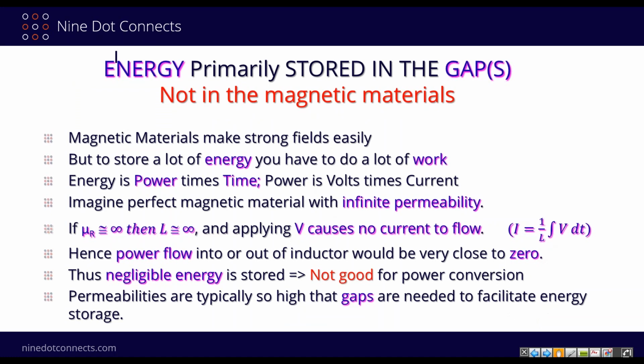So let's imagine a perfect magnetic material, something with infinite permeability. Then if the relative permeability is infinity, then the inductance tends to infinity, and applying a voltage to it causes nothing to flow. I mean, in the equation I equals 1/L times the integral of V dt, if L goes to infinity, well, then you end up with 0 for 1/L. Hence, the current will never go up. So power flow into or out of an inductor in such a case with high permeability is very close to 0. Thus, negligible energy is stored. It's not good for power conversion. It's not good for storing and getting energy out.